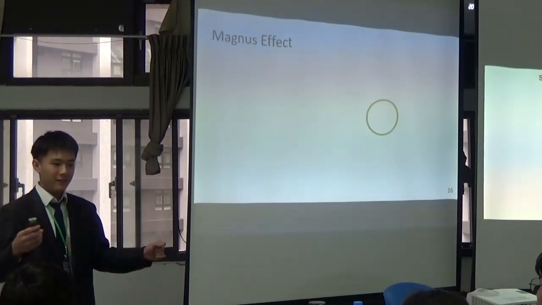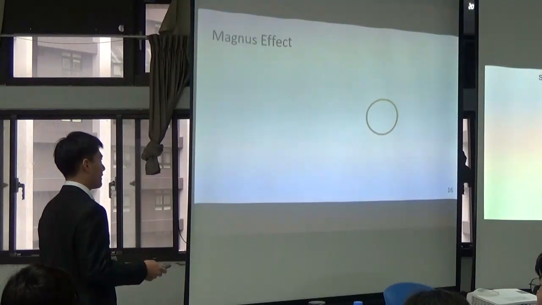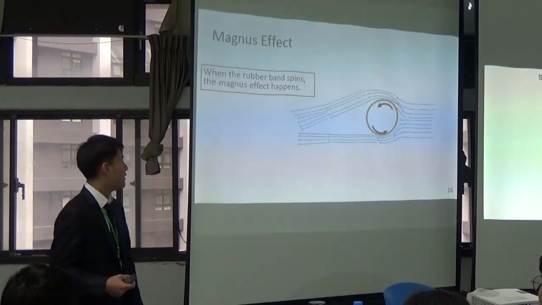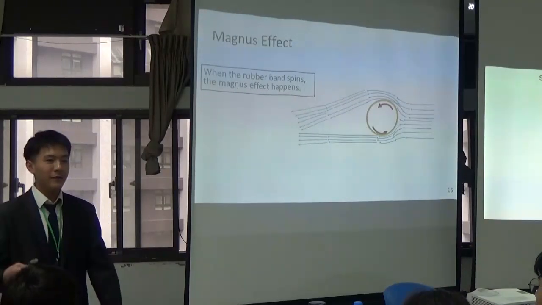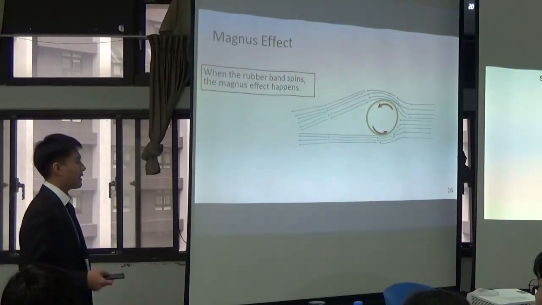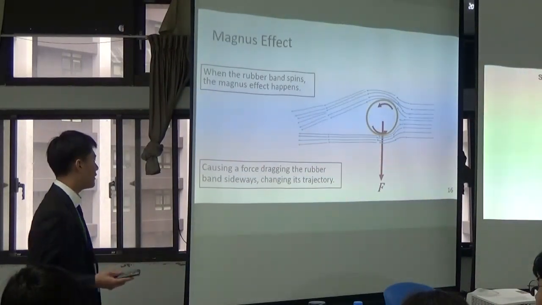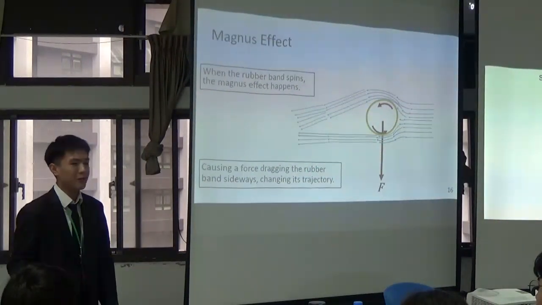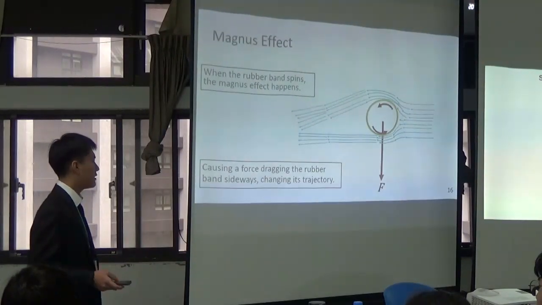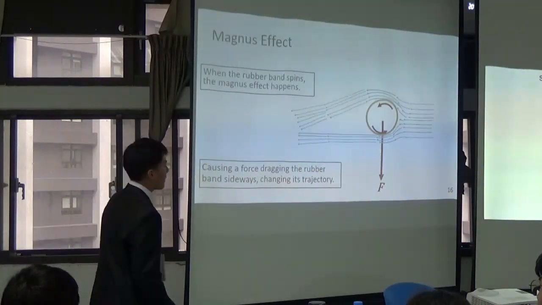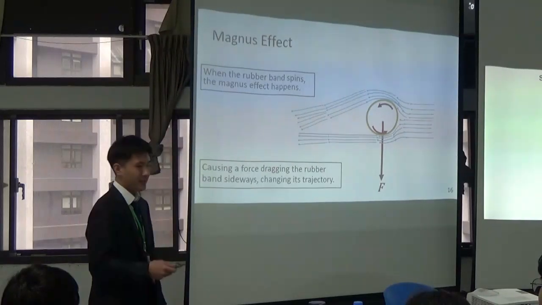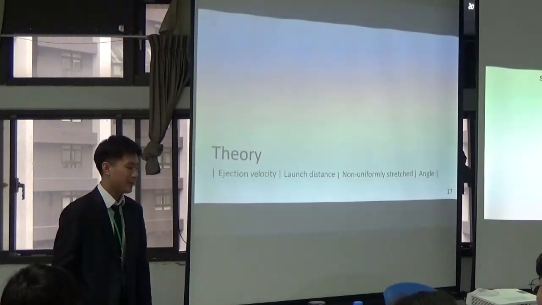And then here's another effect that might affect the phenomenon. It's called the Magnus effect. When the rubber band spins, the Magnus effect happens. What it does is that it generates a force dragging the rubber band sideways, which will change its trajectory. So as you can see, it will change its trajectory.